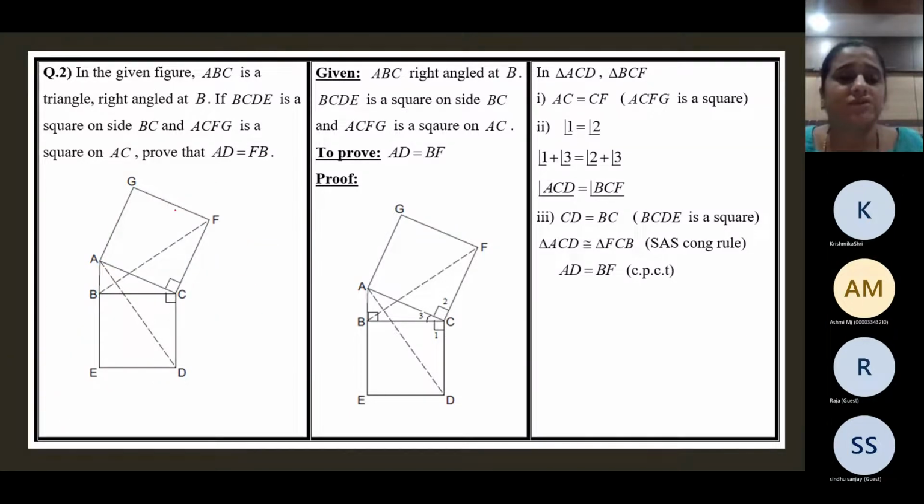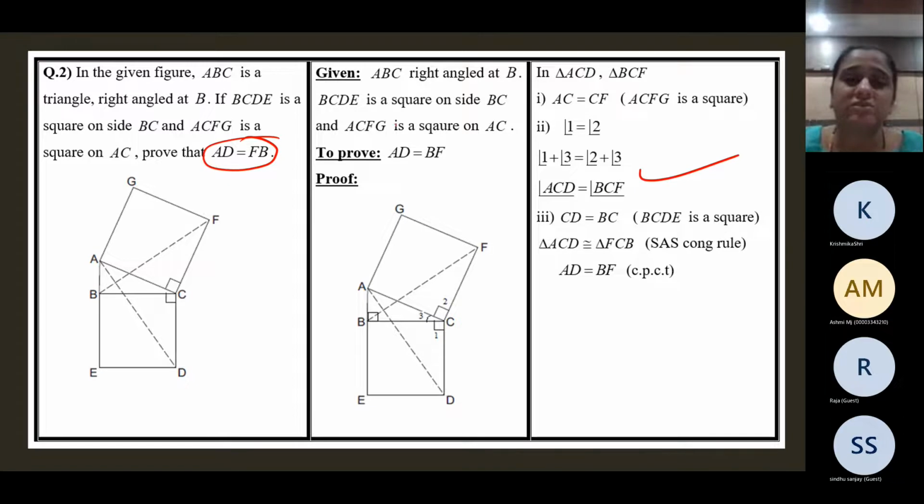So now with this information, we'll have to show that AD is equal to FP. I showed you this. Now, we'll have to just take two triangles which have these two sides. The proof is very simple. That's all. This is the proof.